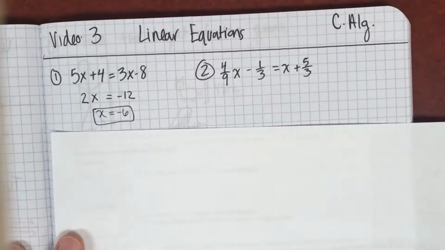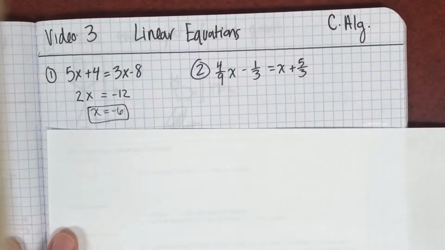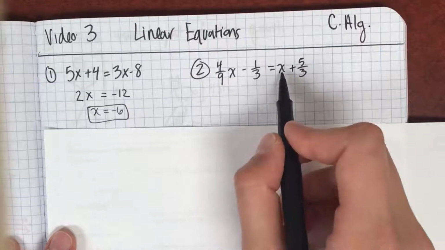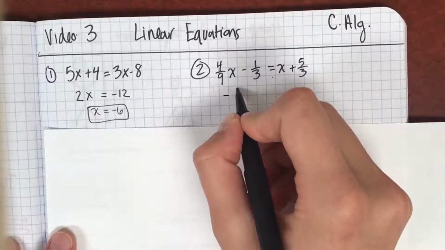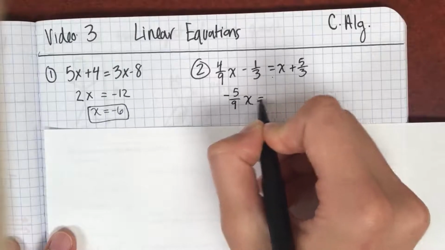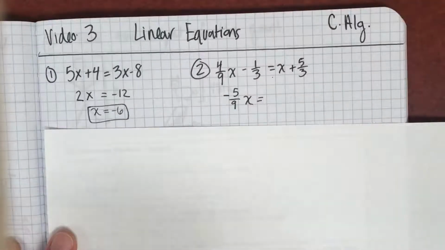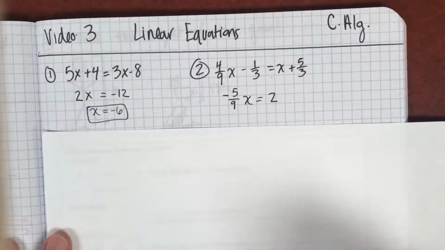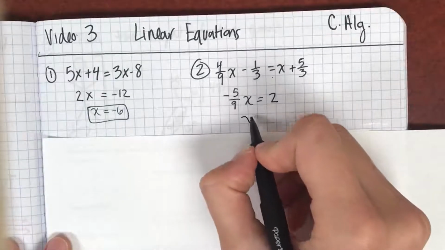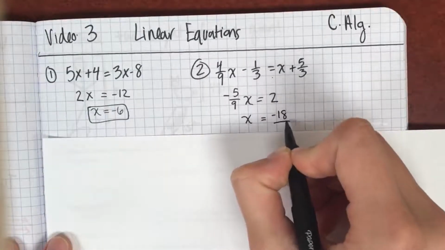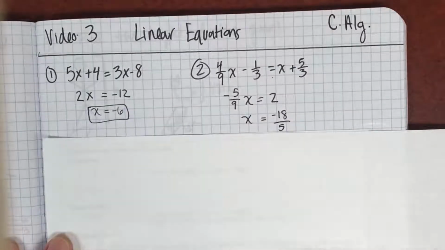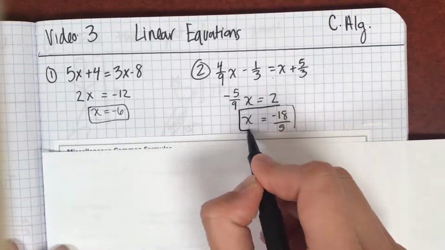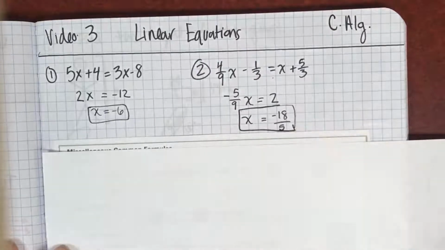Alright, on our next problem we've got fractions, but it's the same sort of problem. We want to get everything with an x on one side, everything else on the other. So when I subtract my x on both sides, I get negative 5/9 x, and this is going to equal 2 on our right side. After I divide by negative 5/9, we get x equals negative 18 over 5. And I would just keep that as a fraction. That'd be a lot easier than converting that to a decimal.